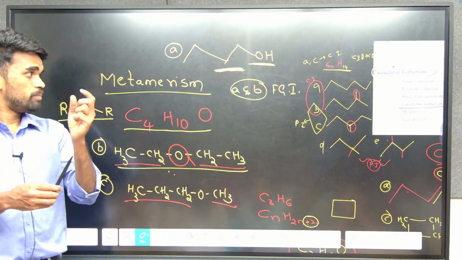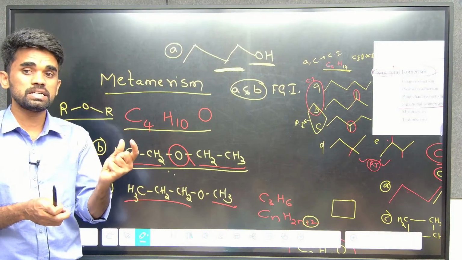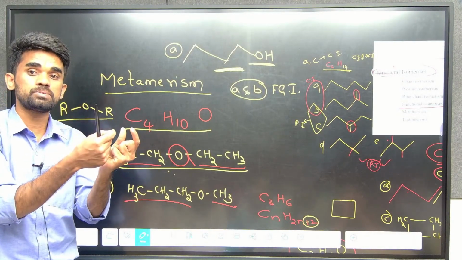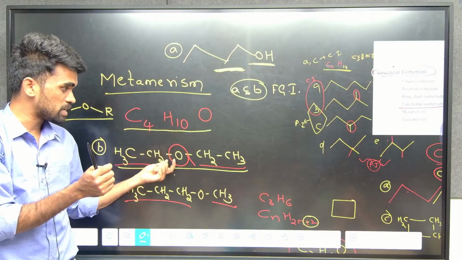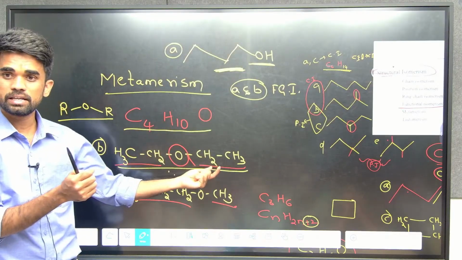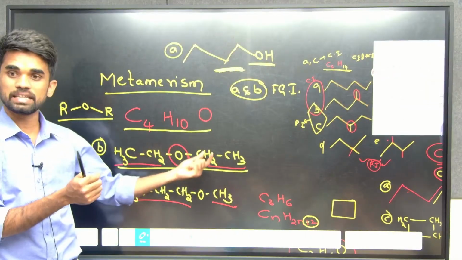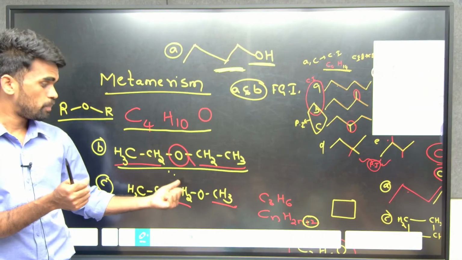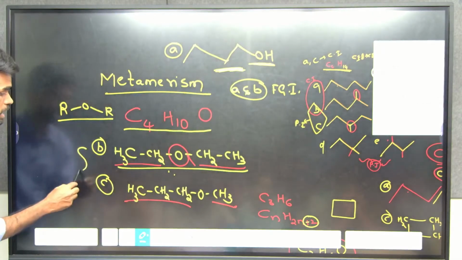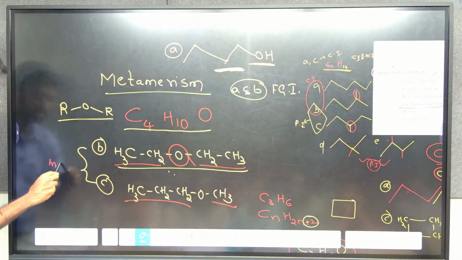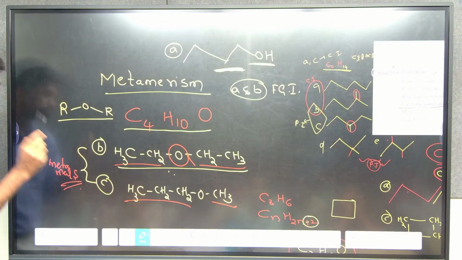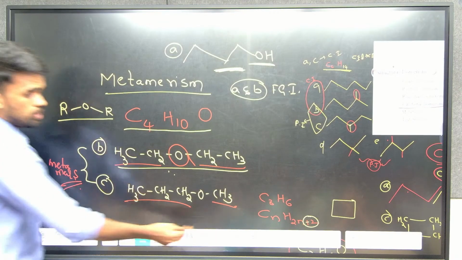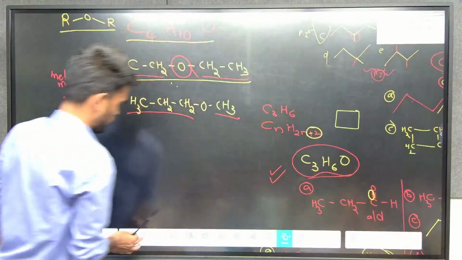So metamers are those isomers which have different alkyl groups in the given functional group. For this ether functional group, what are the alkyl groups here? Ethyl and ethyl. But here propyl and methyl. So B and C are called what? Metamers. Remember this. Okay. So now one more example I will give you.